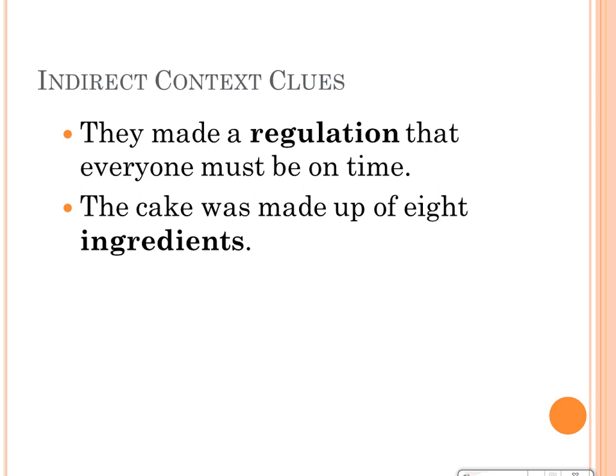You can tell from the first sentence that regulation means rule or law. In the second sentence, you can guess that the word ingredients means the different things, such as flour and sugar, that go into a cake.